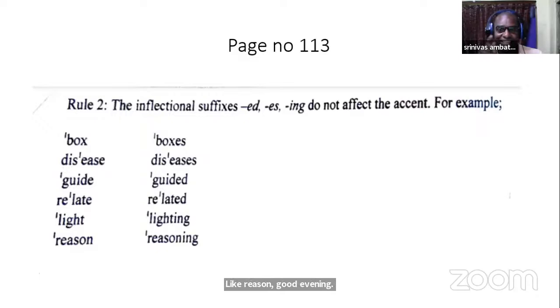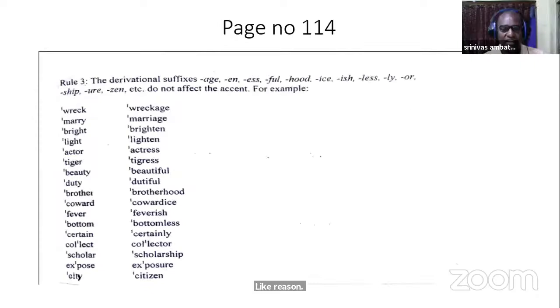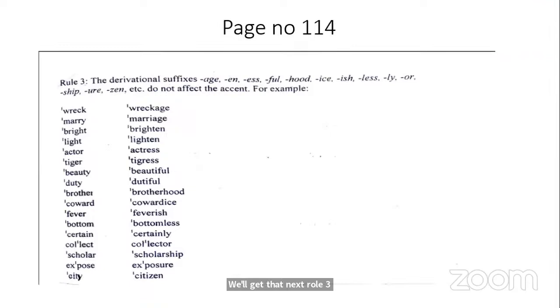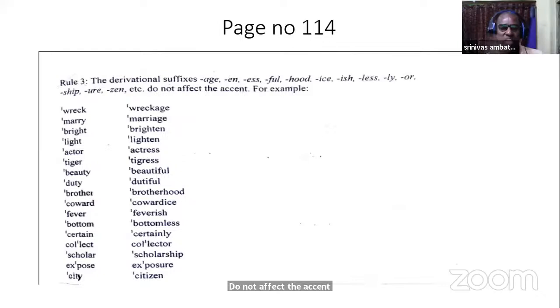Guided. Okay, guided. We'll get that. Next, rule three. The derivational suffixes age, ess, ful, hood, ize, ish, less, ly, ship, zen, etc. do not affect the accent. For example, given don't change the accent. Suffix. Read, please.